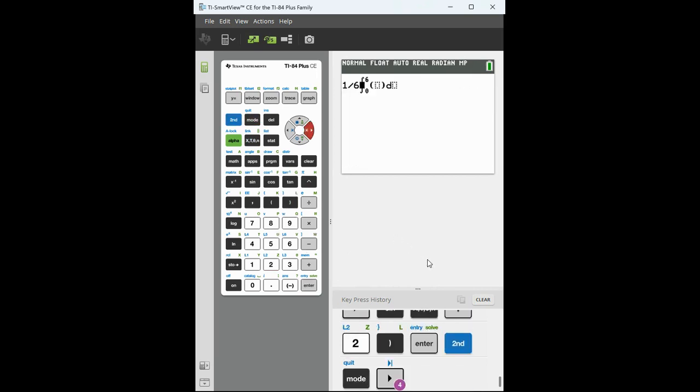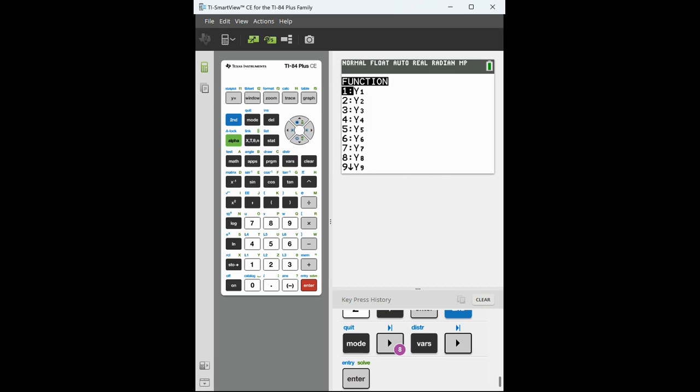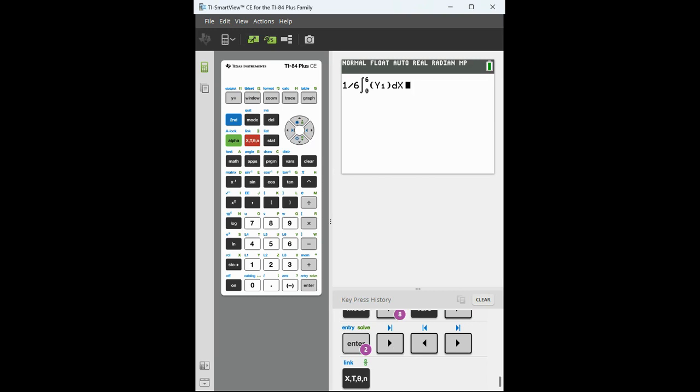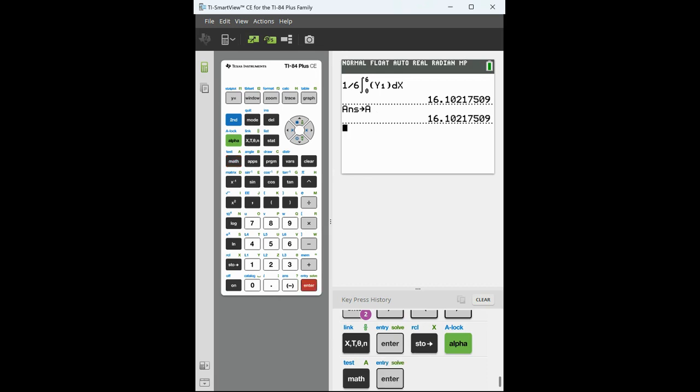All right, and then going back to my integral, that's going to be dx. All right, so I calculate that. I get 16.102. So 16.102 is Kimberly's average velocity. I want to figure out when her average velocity is equal to her actual velocity. When is she traveling at 16.102 miles per hour? So I'm going to store this as an alpha. I'm going to say alpha A is what I'm going to store it as.